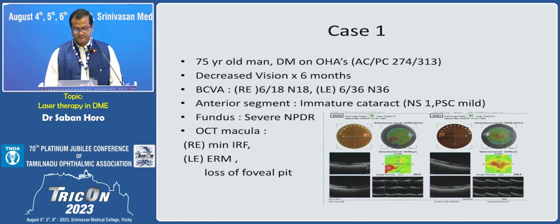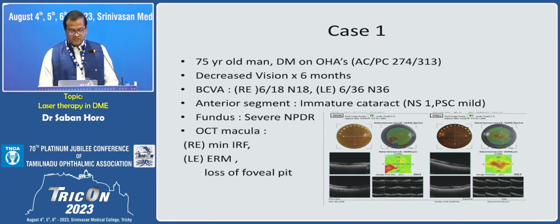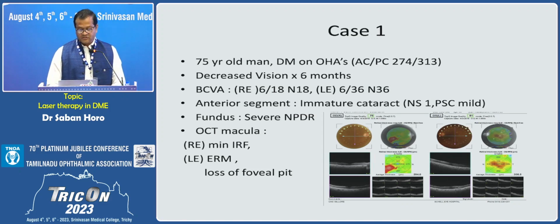based laser. So now coming to the case scenarios: this is a 75-year-old man, diabetic on OHAs with uncontrolled sugars, who had decreased vision for 6 months. BCVA right eye was 6/18 and left eye 6/36. Anterior segment showed a mild immature cataract. Fundus showed severe NPDR, and OCT showed mild intraretinal fluid in the right eye and ERM with loss of foveal pit in the left.